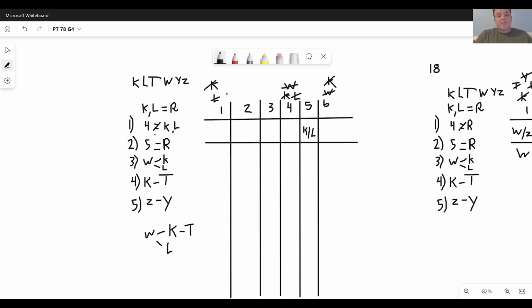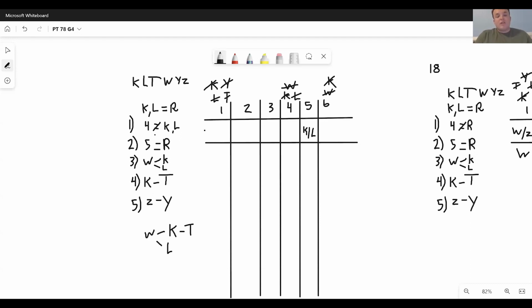We know T can't come first because it has to have a W, K, and an L or a W, K before it. And we know Y can't come first either, because we know Z has to come before it. So that means we have 4 things that can't come first, right? So we know 4 things can't come first.